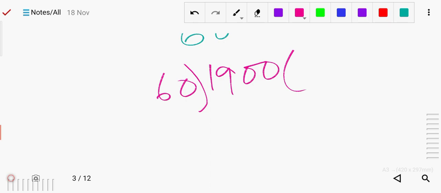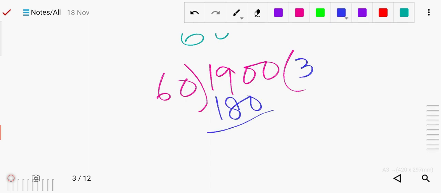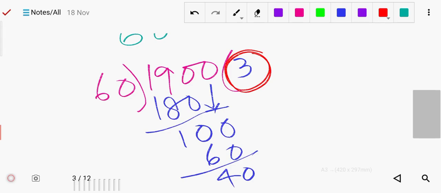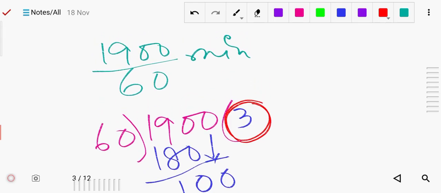How many times can you divide it? 3 times. So it will be 180. So 1 will be here, 0 will be here, this 0 comes down, 100. Again, how many times? 2 times. Sorry, not 2 times, it will be 1 time only. So it is 60. What will be the remainder? 40. Whatever you get in the quotient, this will be your minute. So you can write here 3 minute.